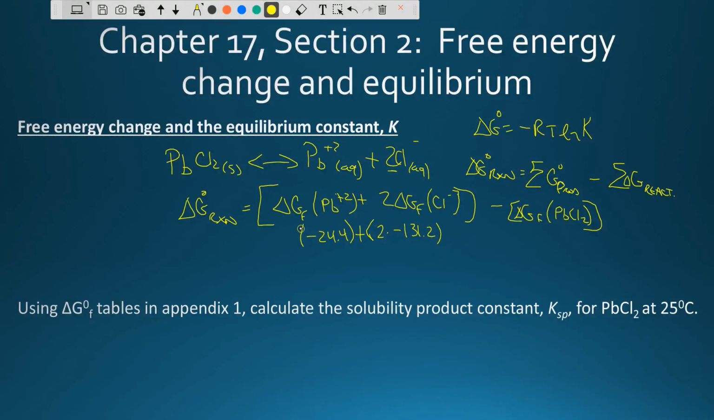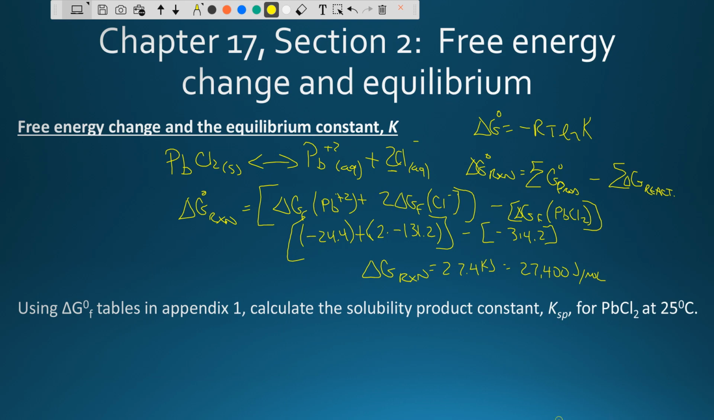And so I've got this minus my negative 314.2. The delta G of the entire reaction then is going to be 27.4 kilojoules. That equals 27,400 joules per mole. Okay, now I can plug that value in, can't I?